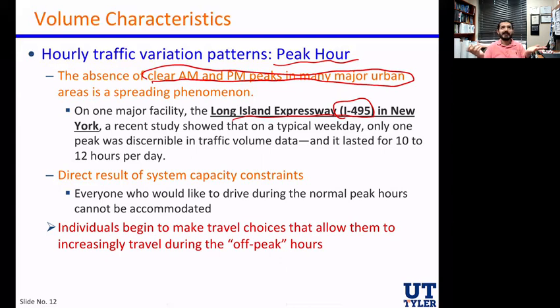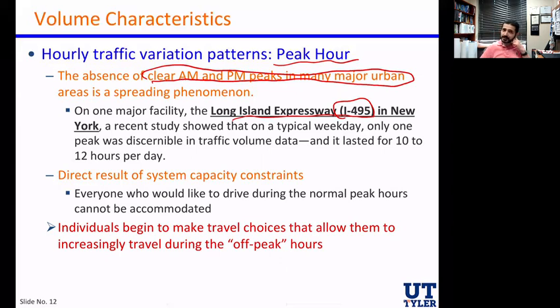So really, it's an entire madness from, let's say, 7 a.m. till 7 p.m., or 6 a.m. till 6 p.m. You can't really distinguish that it's just a bad hour. It's basically horrible. The peak hour is basically 12 hours' worth of congestion at some of the major urban areas nowadays. It's a direct result of system capacity constraints.